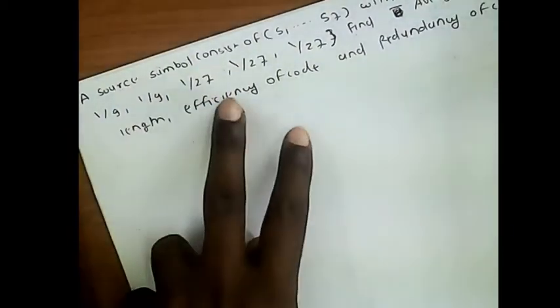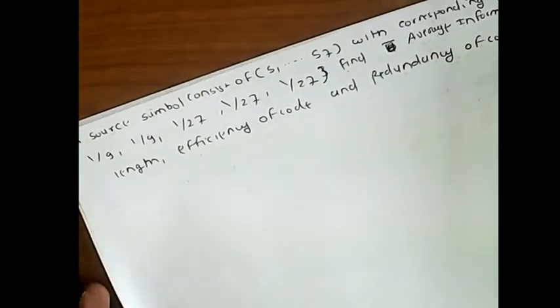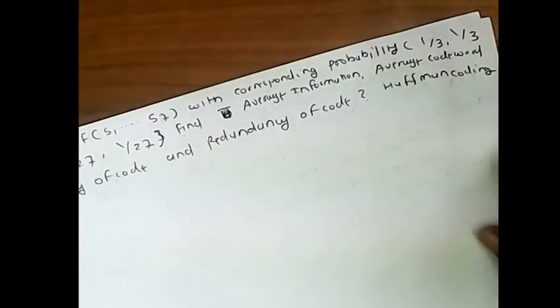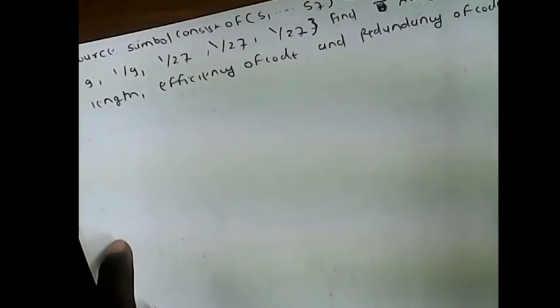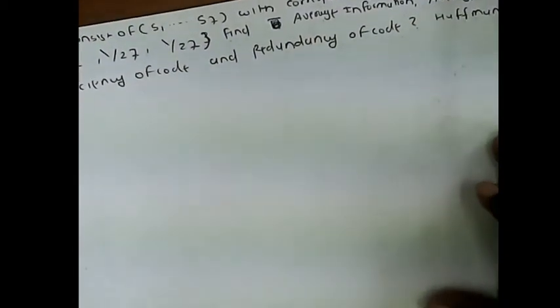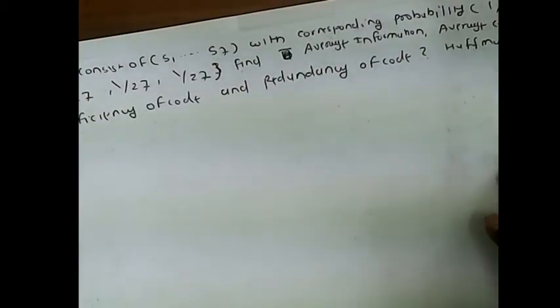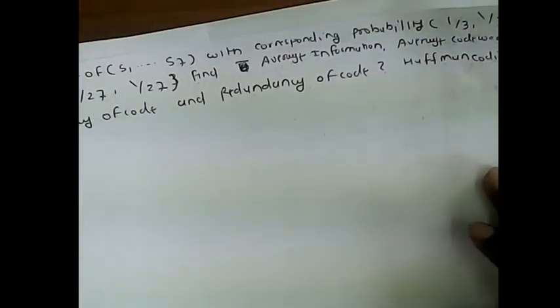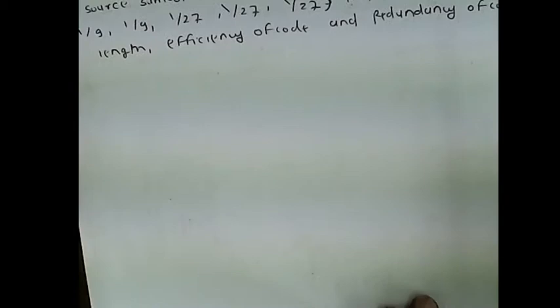A source has symbols S1 to S7 with corresponding probabilities 1/3, 1/3, 1/9, 1/9, 1/27, 1/27, 1/27. Find the average information, average code word length, efficiency of the code, and redundancy of the code by using Huffman coding.